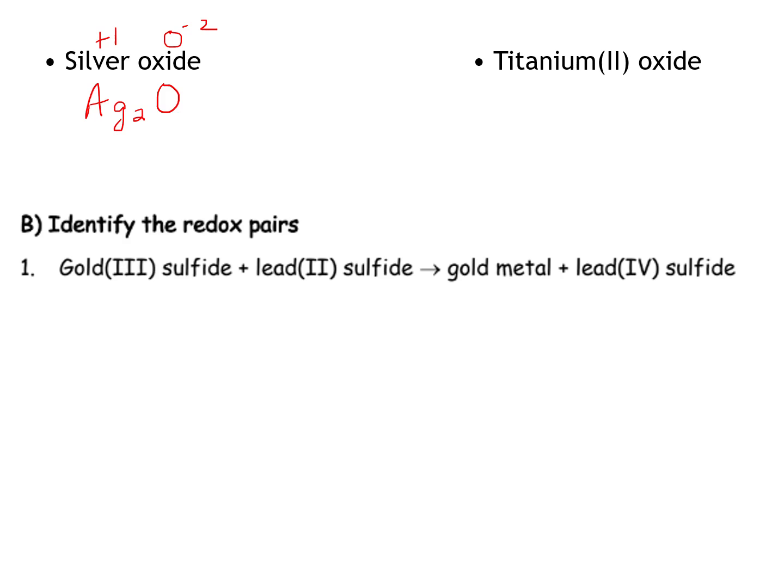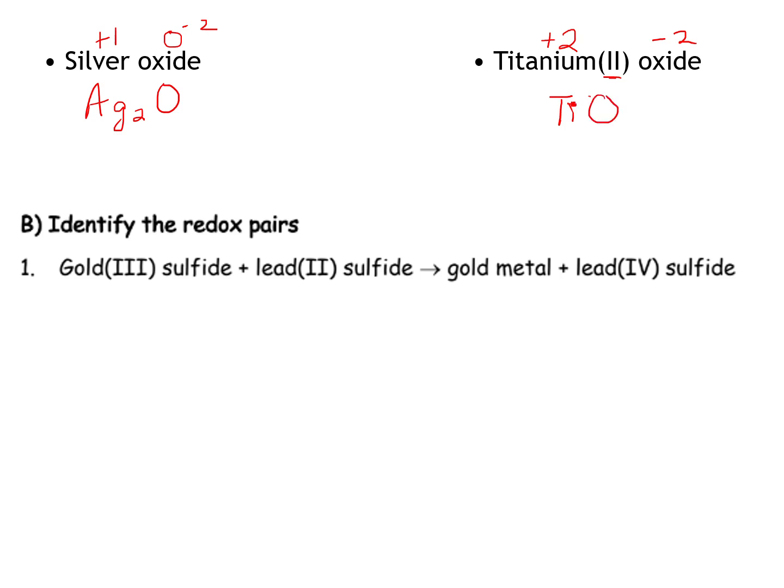Here we have titanium. It's got that Roman numeral after it, so it tells us immediately that it is +2. It doesn't mean that we have 2 titanium. It just tells you what the charge is. Oxide's -2. It's already charge balanced, so it's just going to be TiO.